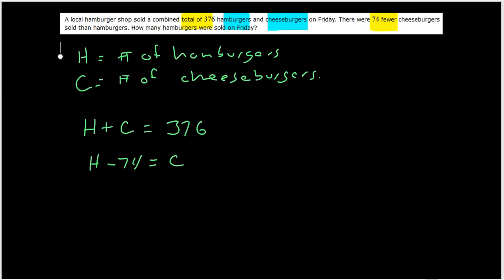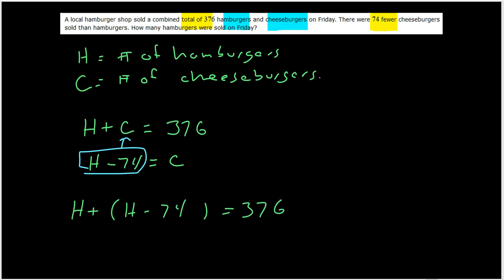Since I have one equation where it's already solved for one variable, I'm going to use the substitution method. Because this is solved for C, I'm going to take H minus 74, since I know that's equal to C, and substitute it into the other equation. So that's going to give me H plus H minus 74, because that's our C, equals 376.